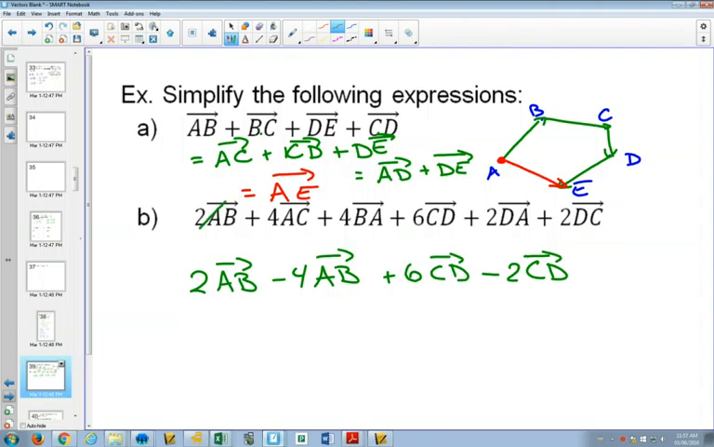So now I rewrote this one and this one. I rewrote this one and this one. I still have 4 a to c's and 2 d to a's.